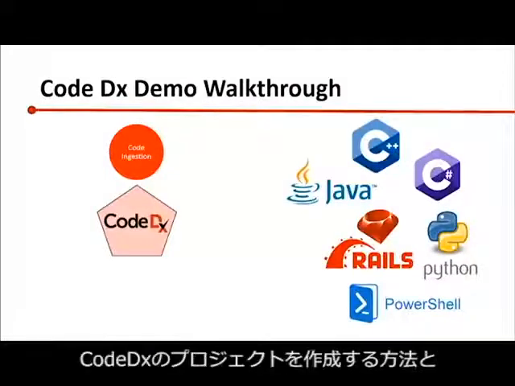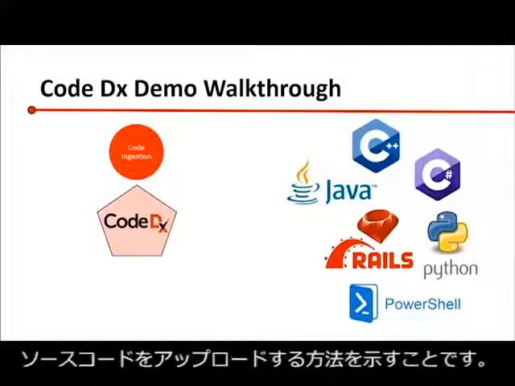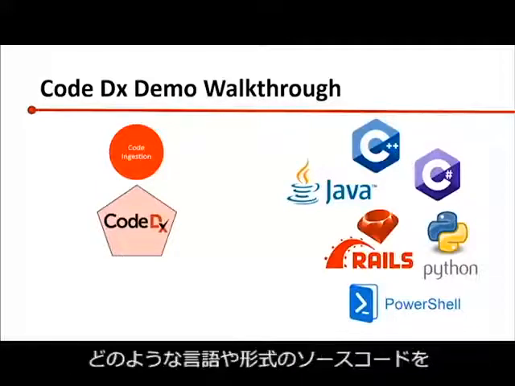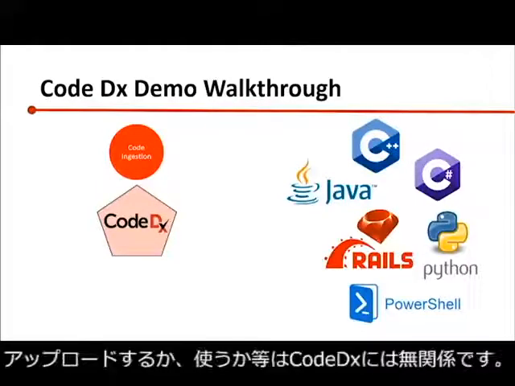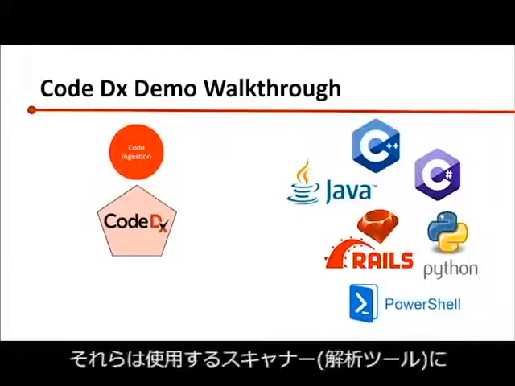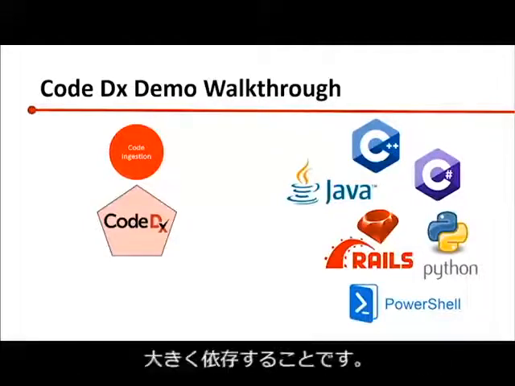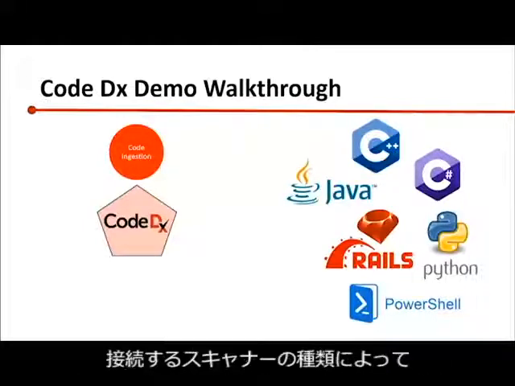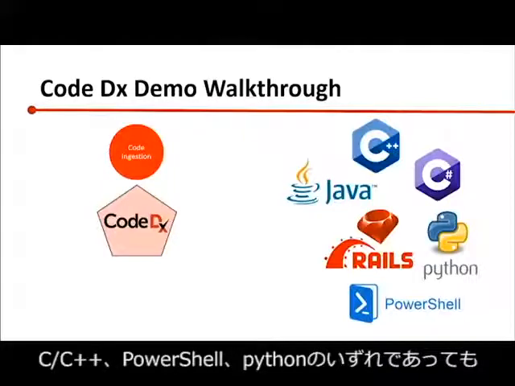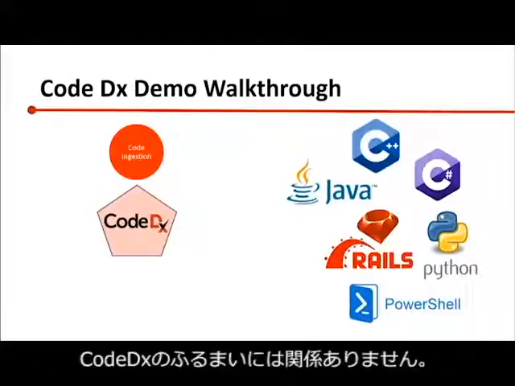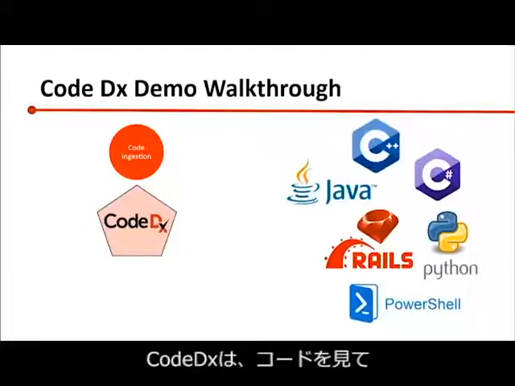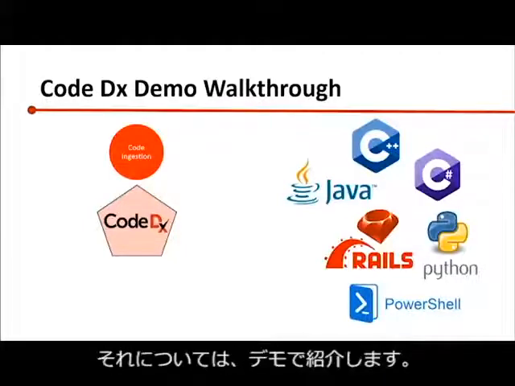The first thing I'll be doing in the demo is showing how to create a project in CodeDx and how to upload the source code. CodeDx doesn't really care what type of source code you'll be uploading or using. This will largely be dependent on the type of scanner you'll be connecting with. So whether it's C#, C++, PowerShell, Python, it doesn't really matter. CodeDx will ingest the code just fine, and then it'll make a determination based on the analysis of the code itself, and we'll see that in the demo.